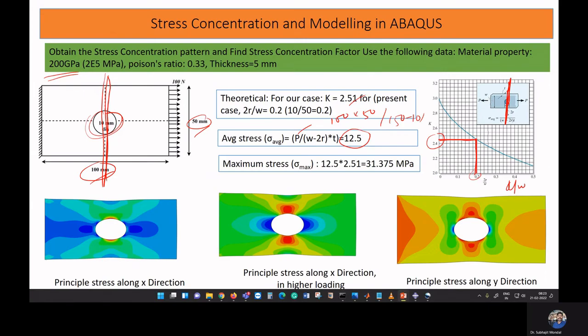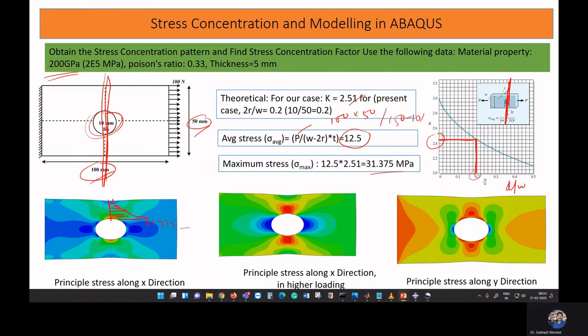Now there is a cutout and we are applying the load, so there will be stress concentration, and the maximum stress that will occur theoretically is 31.375. Now if you want to find how much stress is occurring along this line, you can find it through numerical modeling. Here you select the node and find how much stress is occurring, and you will find that the stress comes like this.